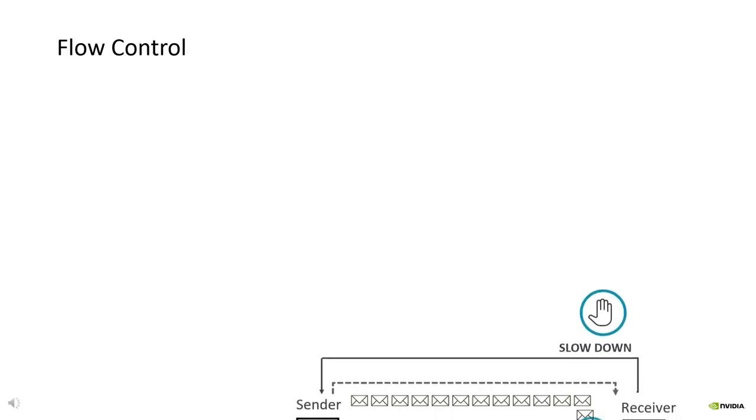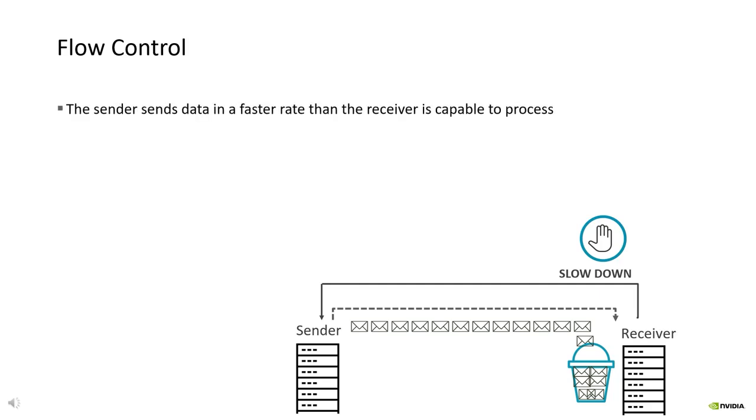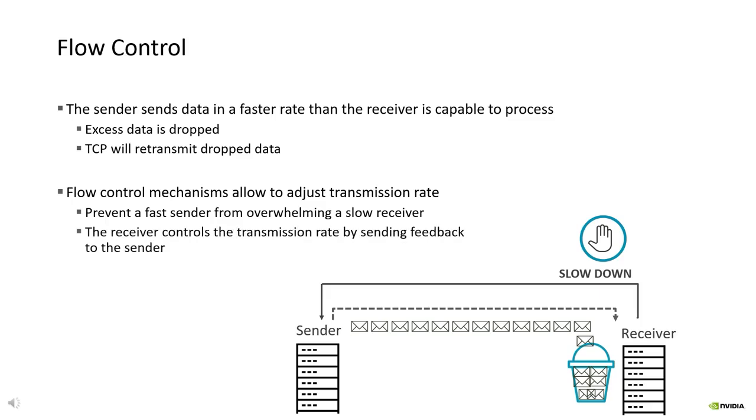Another mechanism provided by TCP is flow control. First, let's understand what is the meaning of flow control and why do we need it. Let's assume a scenario where the sender sends data at a faster rate than the receiver is capable of processing. In this case, the excess data is dropped and TCP will require retransmits. To avoid such a scenario, a flow control mechanism can be implemented. Flow control is a process of managing the rate of data transmission between 2 nodes to prevent a fast sender from overwhelming a slow receiver. The idea is that the receiver will send feedback to the sender to let it know about its current condition.